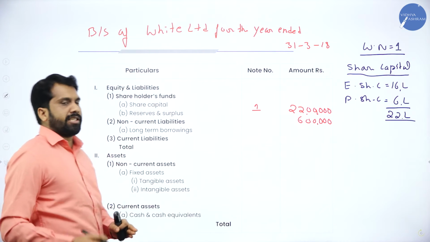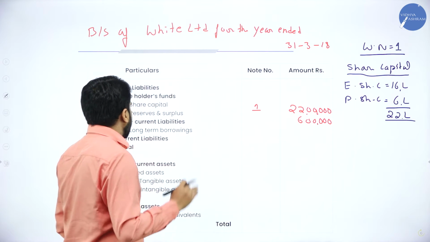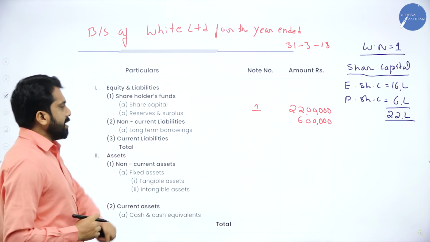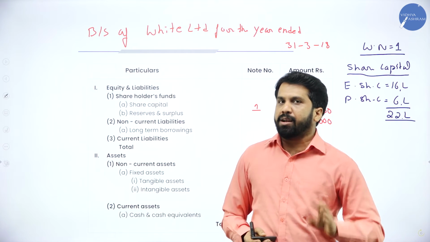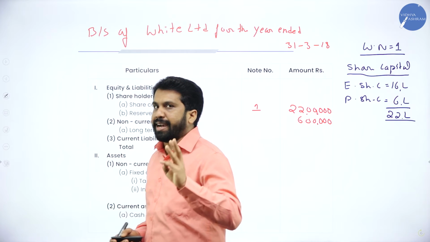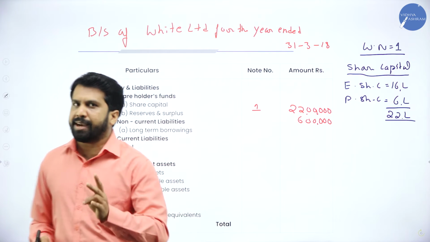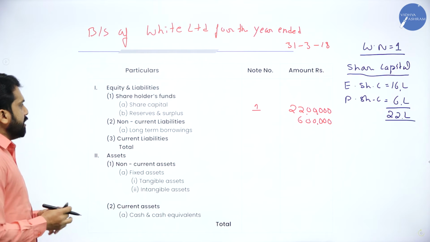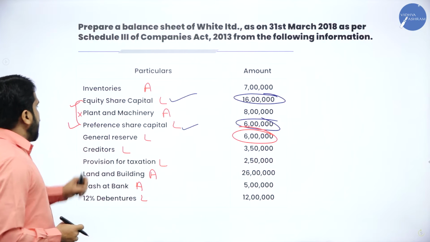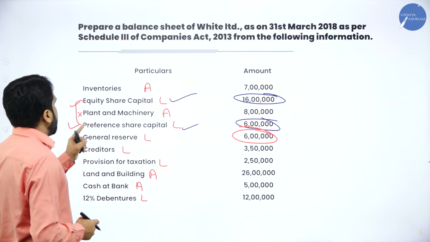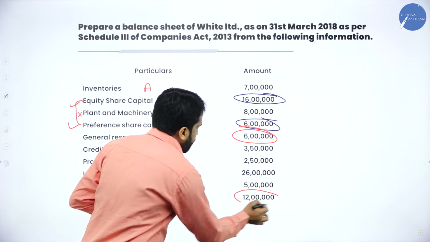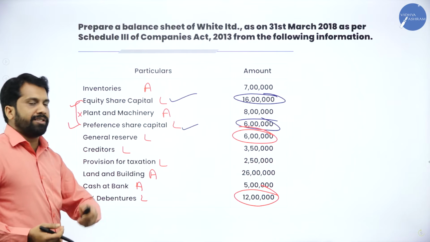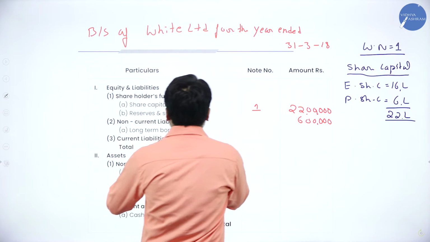Your reserve and surplus is over. What is the next one? Yes, non-current liability. So as I told you, what is a non-current liability? One is your debenture and long-term loans or bank loans. Now, in this problem, we have what? Yes, we have debentures at the end. Debentures, how much we have? 12 lakh. We mentioned 12 lakh as debenture.